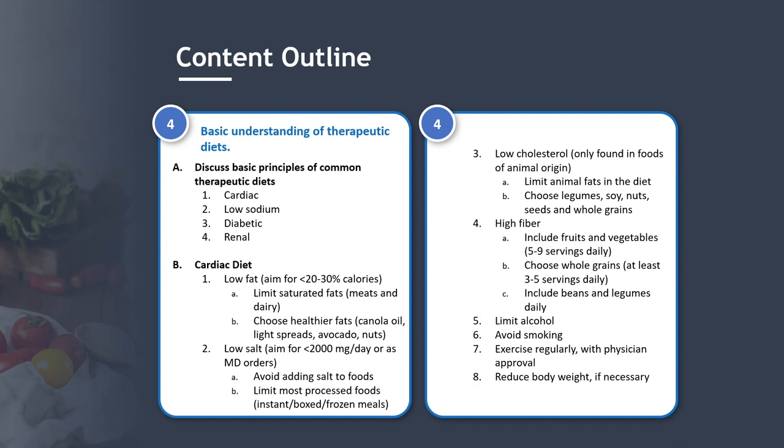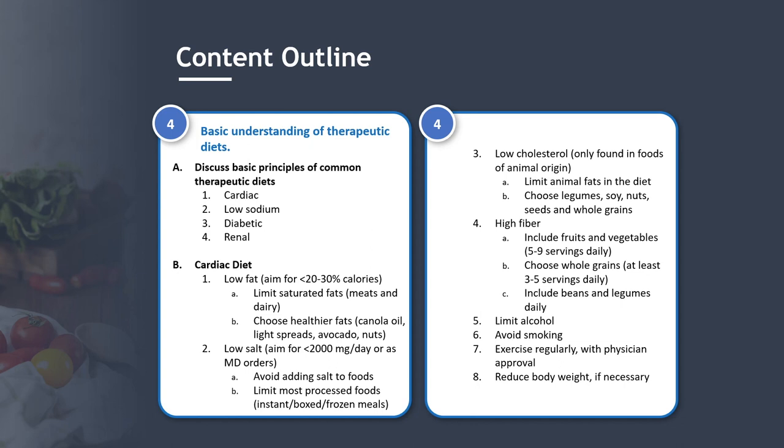Low salt. Aim for less than 2,000 milligrams a day or as ordered by a doctor. Avoid adding salt to food. Limit most processed foods, such as instant, boxed, or frozen meals. Low cholesterol. Only found in foods of animal origin. Limit animal fats in the diet. Choose legumes, soy, nuts, seeds, and whole grains.